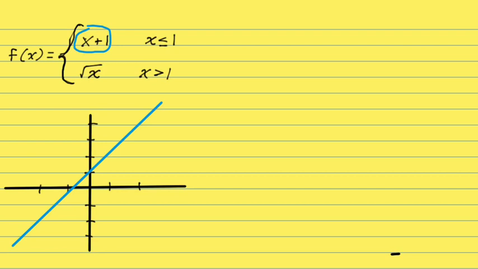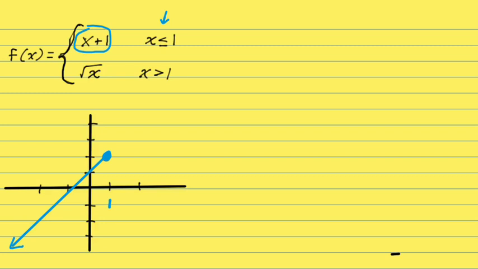I only want it when x is what? Less than or equal to 1. Do you see when x is 1? I don't want anything to the right of it. So I believe I want a closed circle, and would that be my blue one on top? That's the line, but it's only the line when x is less than or equal to 1.